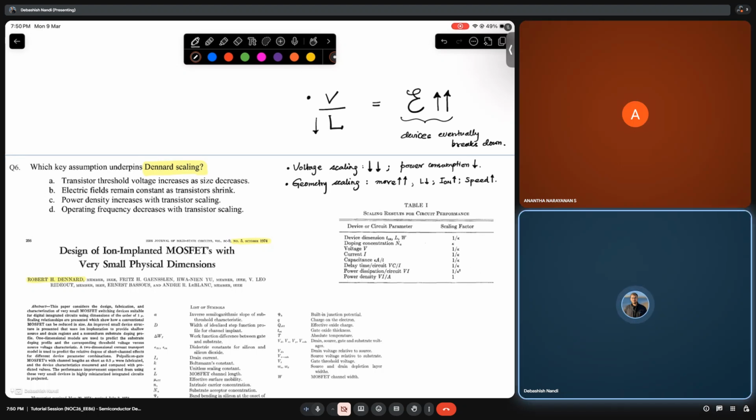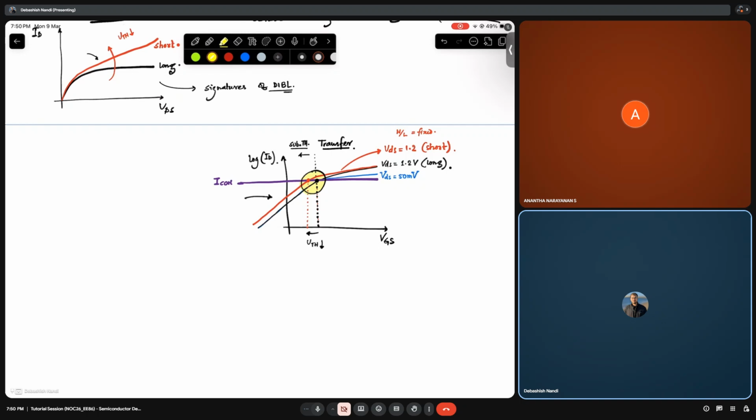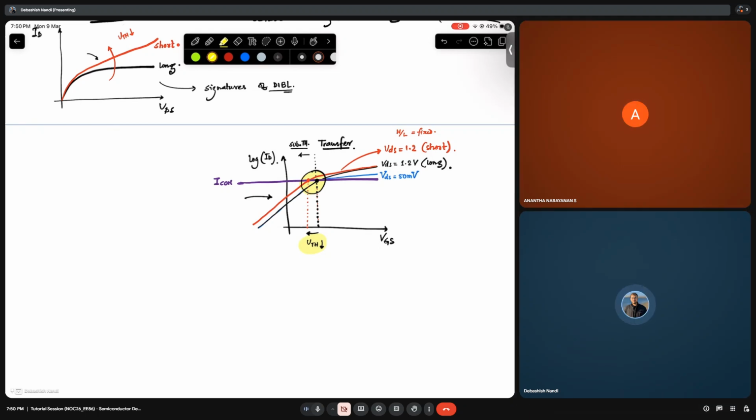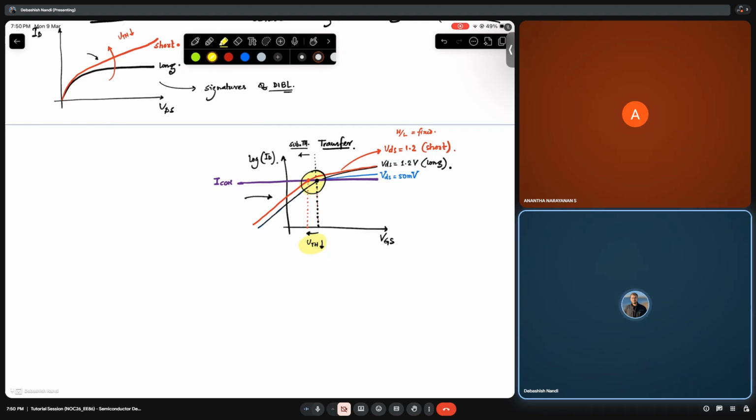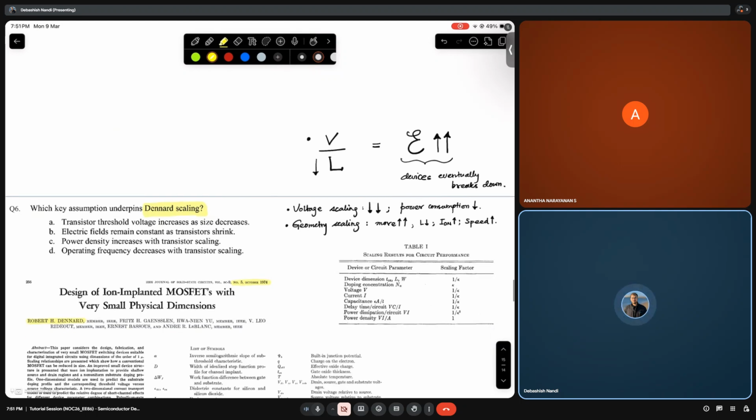Lesser voltage. That depends on my threshold voltage, what you are talking about. The voltage required to turn on and turn off is the threshold voltage. Threshold voltage has very little to do with voltage scaling. It is more to do with length. If length is reduced due to short channel effects, my VTH will reduce. Okay, so this voltage scaling is mainly for having the constant electric field.